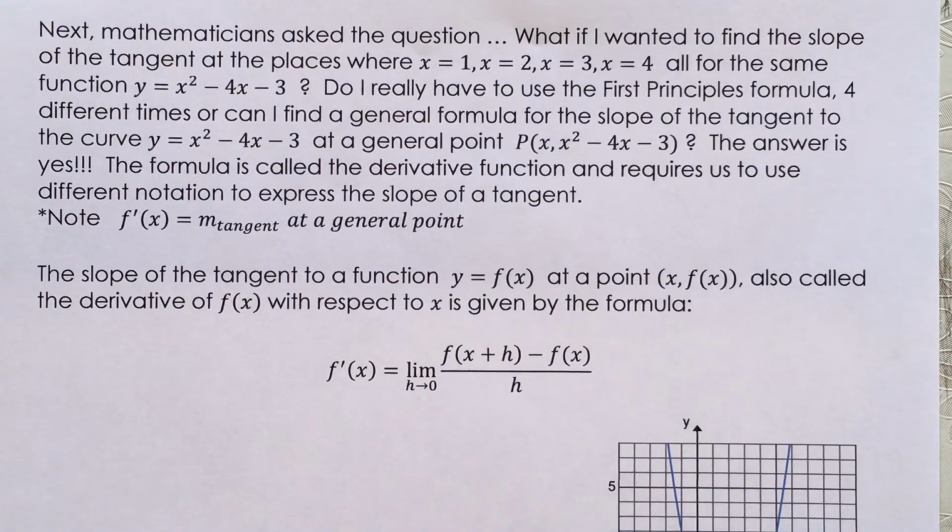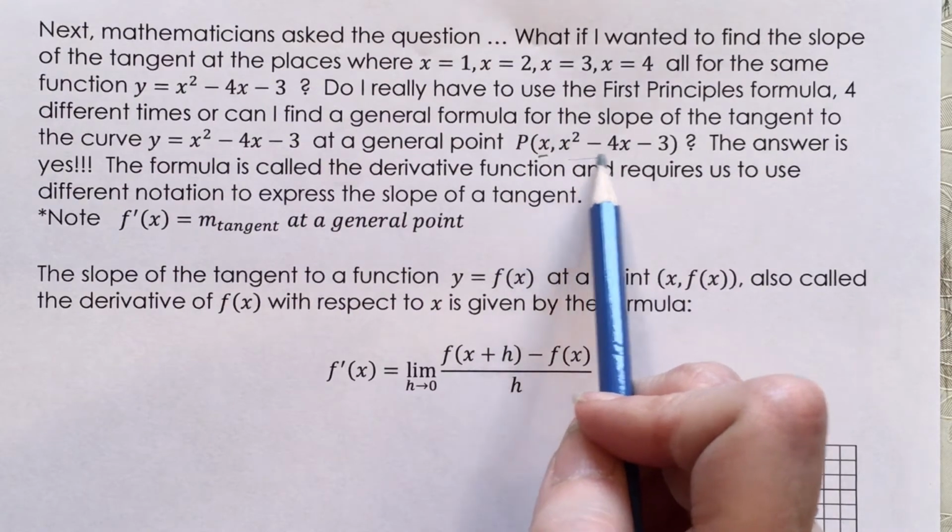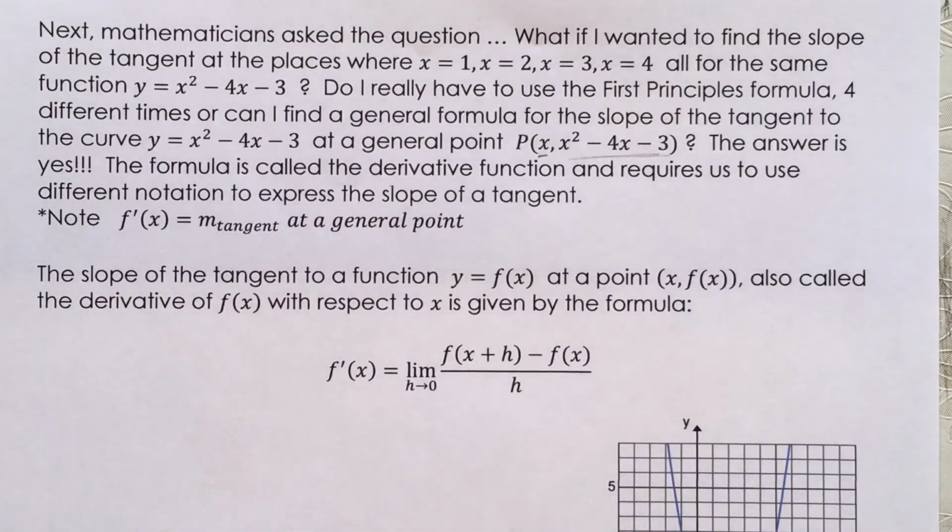So next, mathematicians ask the question, what if we wanted to find the slope of the tangent at the places where x equals 1, x equals 2, x equals 3? What if we wanted to find it everywhere, all for the same function? Do you really have to use that first principles formula 4 different times, or if you wanted to know it 10 places, 10 different times? Or can I find a general formula for the slope of the tangent to that specific curve at a general point? And that general point would be at x and then f at x, which is x squared minus 4x minus 3. And the answer is yes.